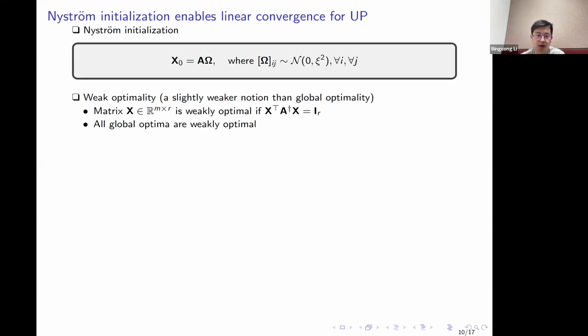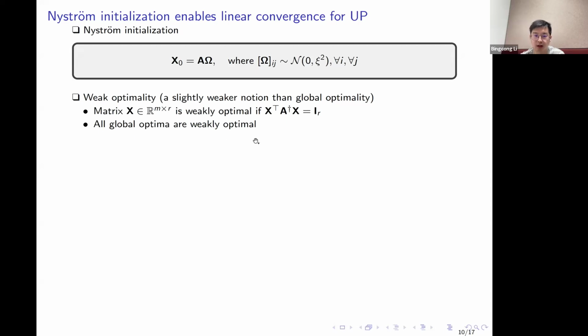And that's why, in terms of the theoretical derivation, we are focusing on a relatively weaker optimality that we term weak optimality. The definition of weak optimality is defined in this way. Essentially, X transpose times the pseudo-inverse of the matrix to be factorized, times X, equals the identity. Actually, you can show that all the global optima are weakly optimal.